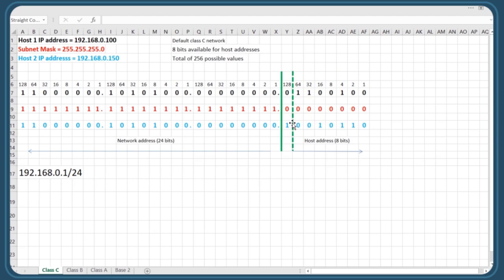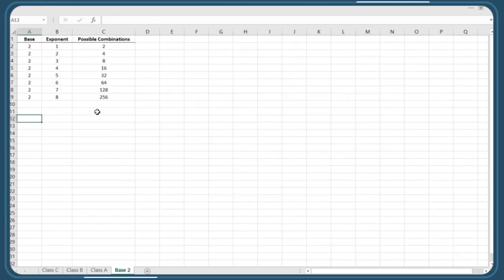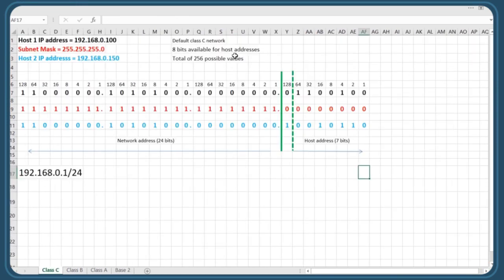I'll start with just one bit. Now I only have 7 bits remaining to address my hosts. So let's change this to 7. And if we look at our base 2, we can see that 2 to the power of 7 is only 128, not 256. So I have made a smaller subnet. But more to the point, I haven't made one smaller subnet. I have made 2. How do I know it's 2? Well, because this bit does not just disappear. It's still there. It is just hidden from the host portion.